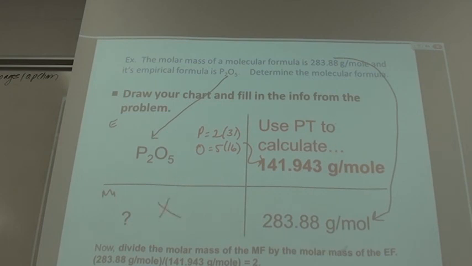Would you please tell me the difference between these two? What factor? 2. So what should I do here? Multiply by 2, the same factor. If this goes up by a factor of 2, this should go up by a factor of 2. Is that correct? Yep. So here is the molecular formula. That seemed pretty easy.